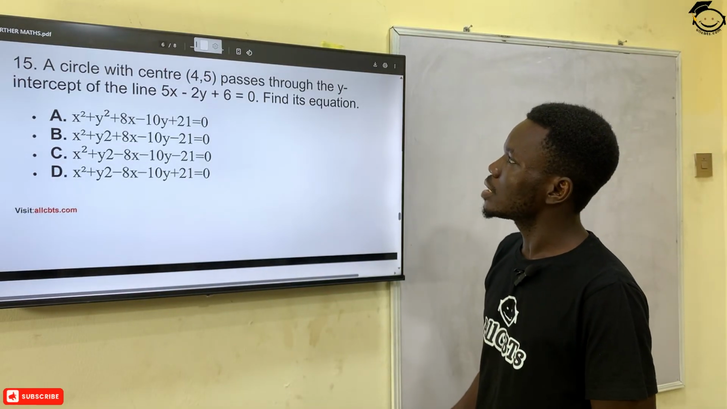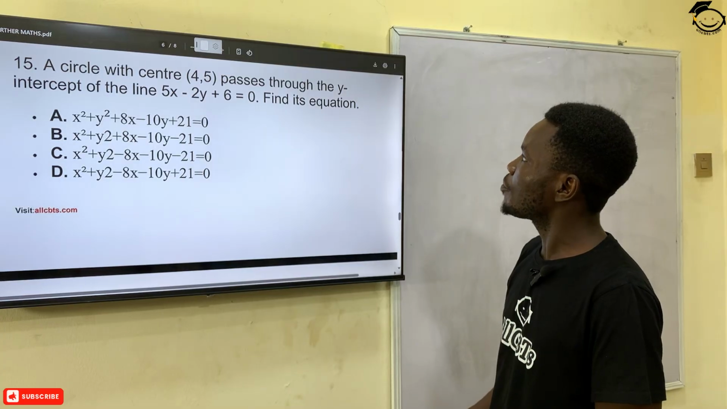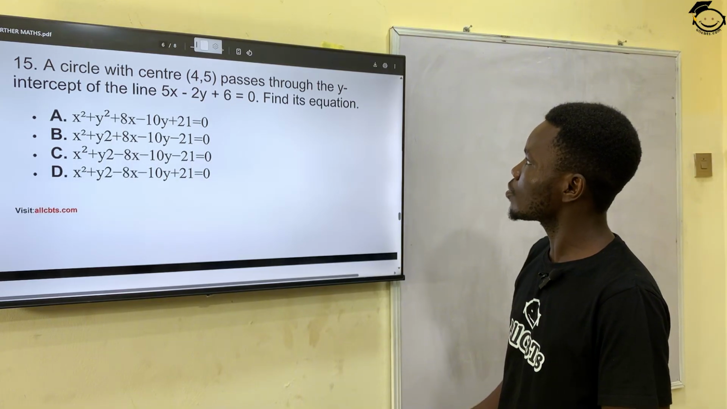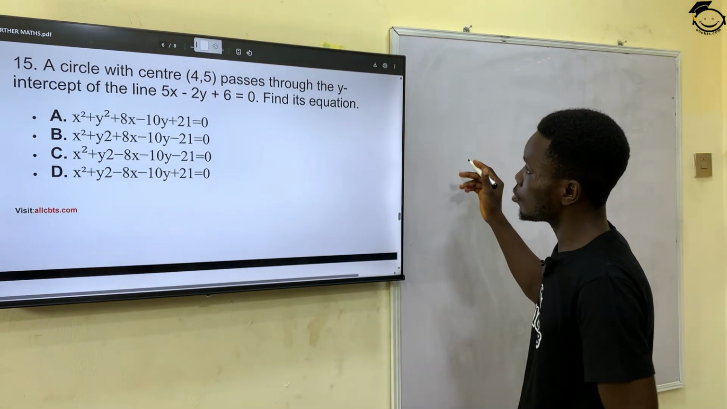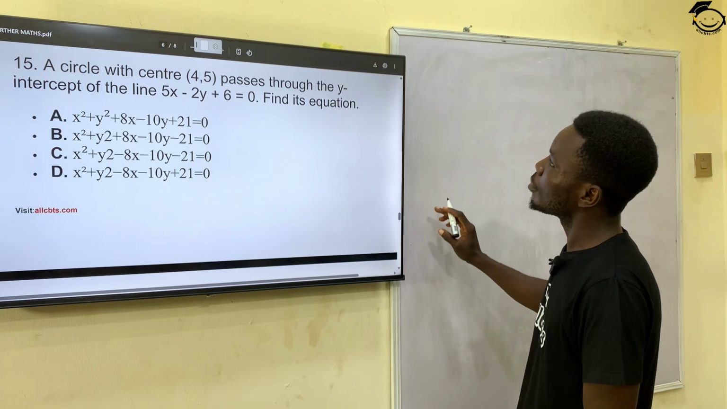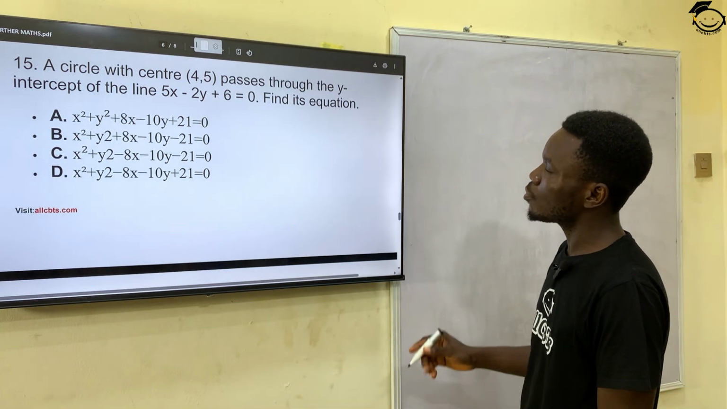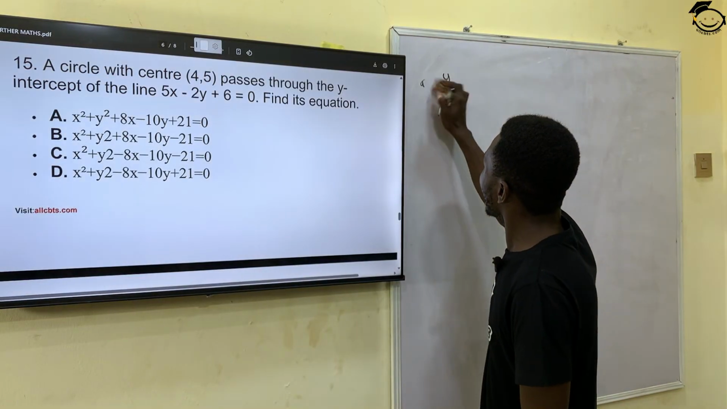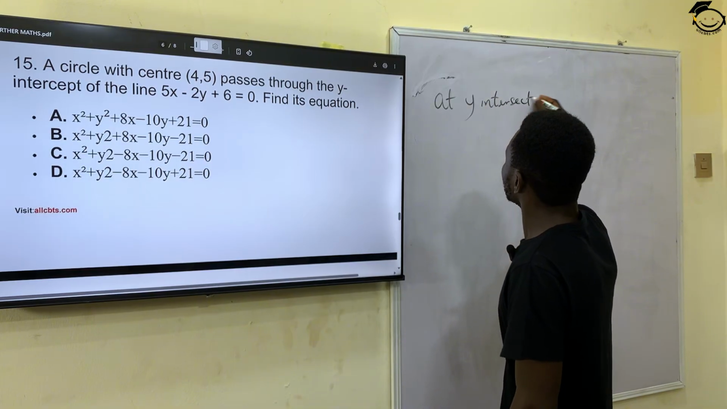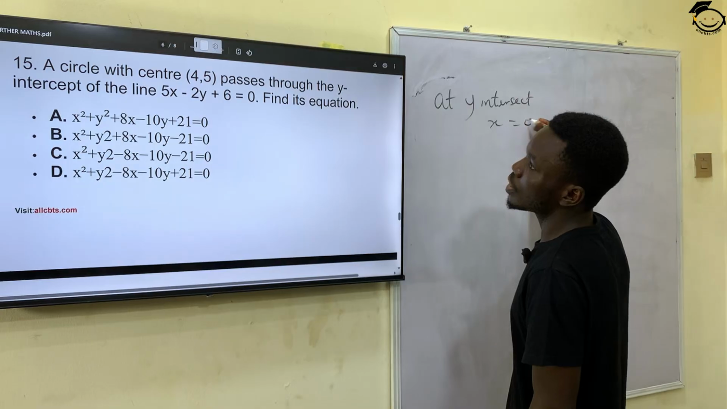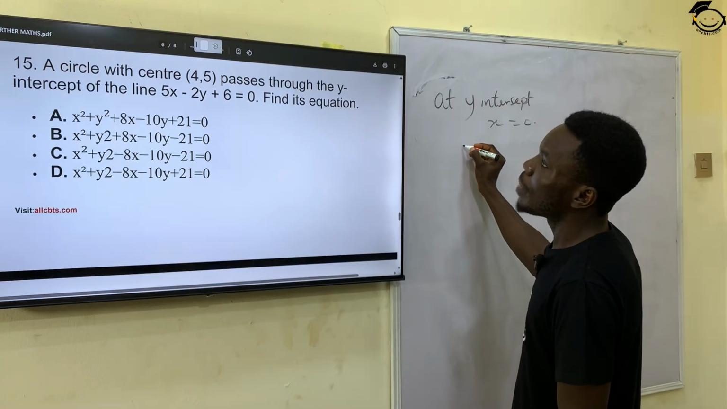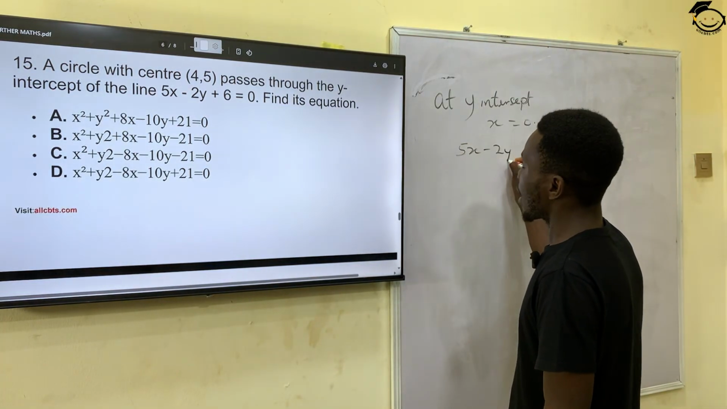Question number 15 says a circle with center (4, 5) passes through the y-intercept of the line 5x minus 2y plus 6 equals 0. Find the equation. For us to find the equation, we have to first find the radius and then solve for the equation. But before we do that, we notice that they said it passes through the y-intercept. At the y-intercept, we know that our x is equal to 0. So since x is equal to 0, this means that my 5x minus 2y plus 6 is equal to 0.